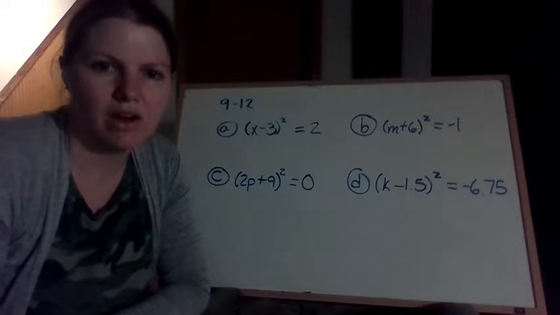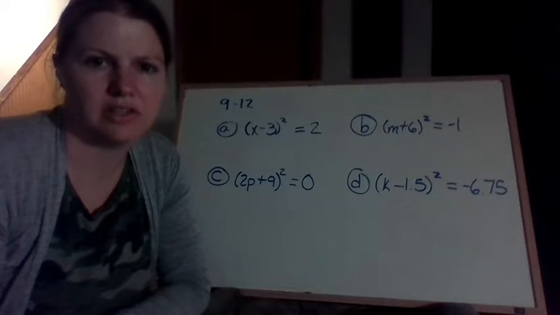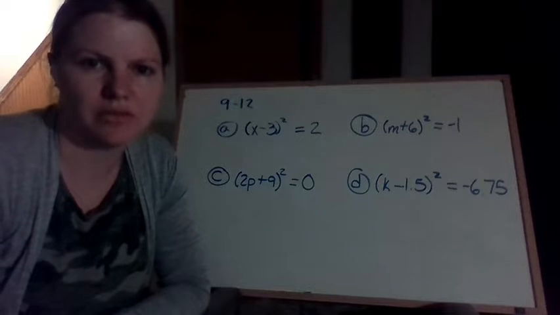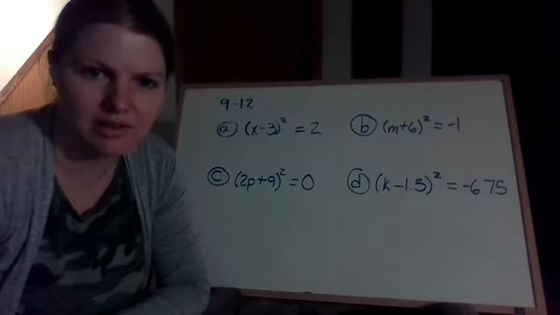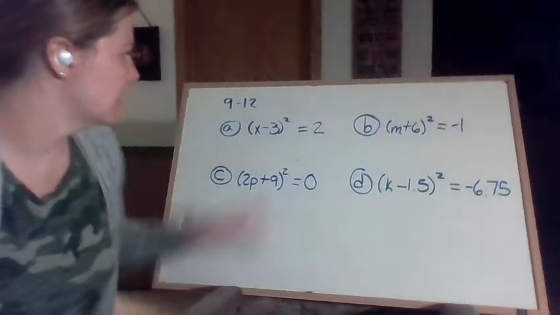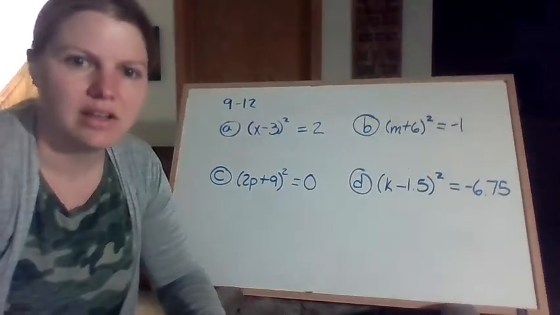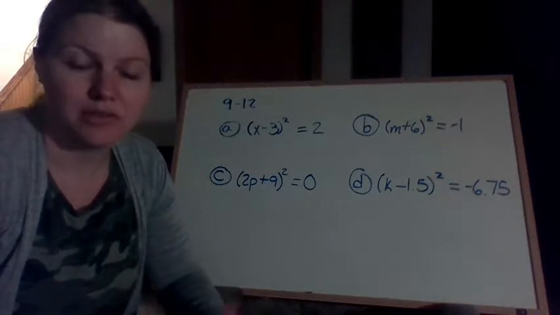So now that we have all of our equations solved into perfect square form, let's talk about how we can use perfect square form to determine how many solutions there are. So first off, here's all of your answers for A, B, C, and D for 9-12. Now let's talk about how they're useful.